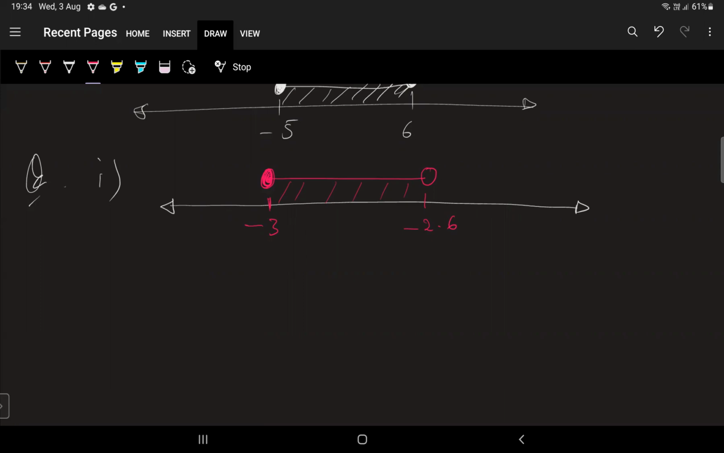-6 is smaller than -2. First, we write a smaller number. Then do I have to tell you this is? I don't get it. Why are you doing this? -3 to -2.6. Now -3 is having a closed interval, so we'll put this, and it is having open.